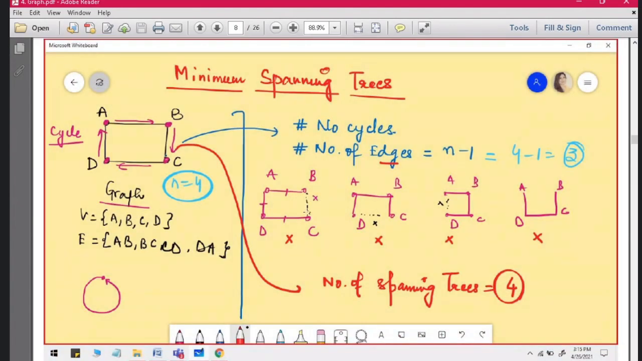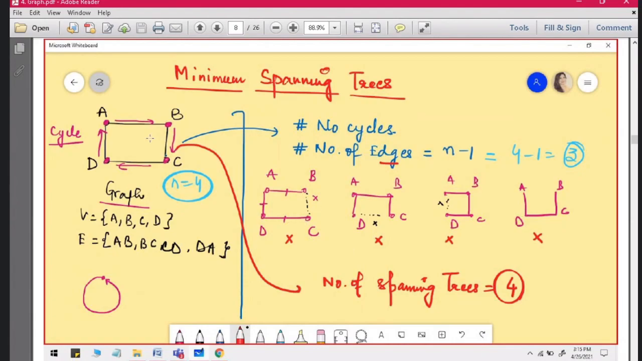So I have removed this edge. And now you can see this is having 3 edges. So number of edges are 3 and it is not having a cycle. Similarly, next time I have removed this edge, you can see there are 3 edges and there is no cycle. Again, here I have removed this edge. Now we have 3 edges and there is no cycle. Similarly, here I have removed this edge and the number of edges here are 3, so there is no cycle. So these are the number of spanning trees.